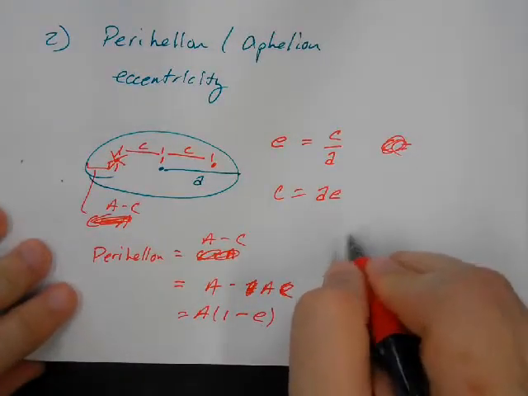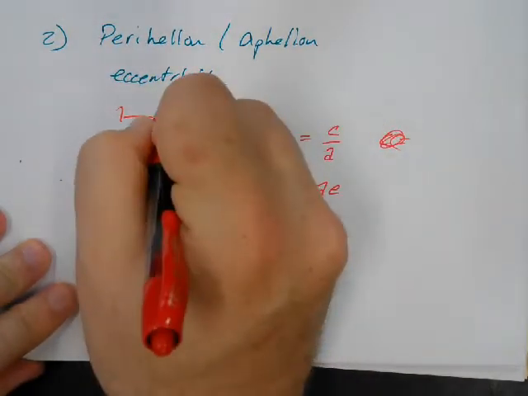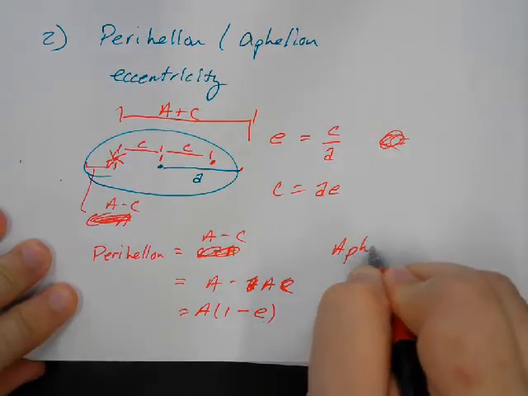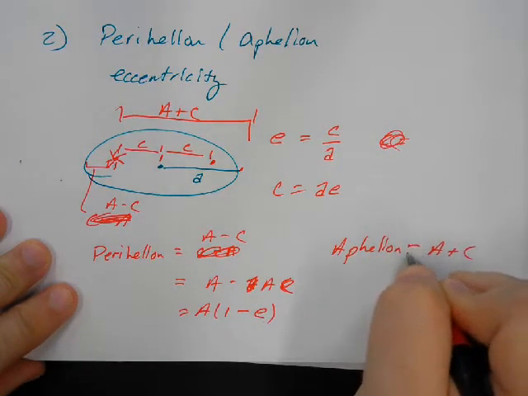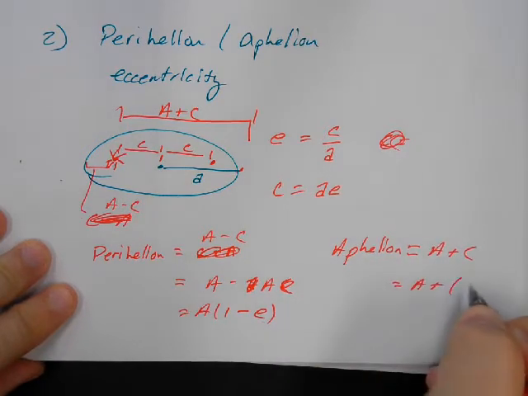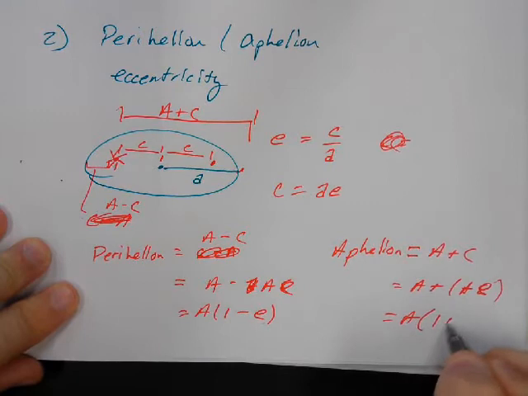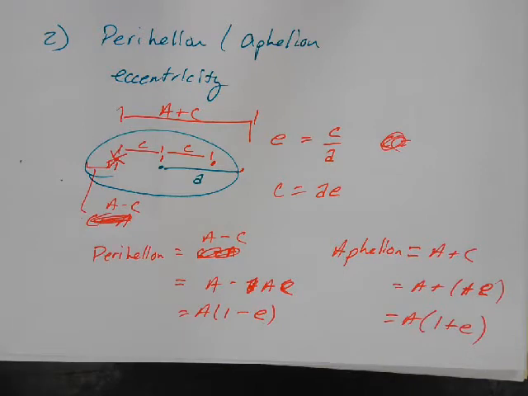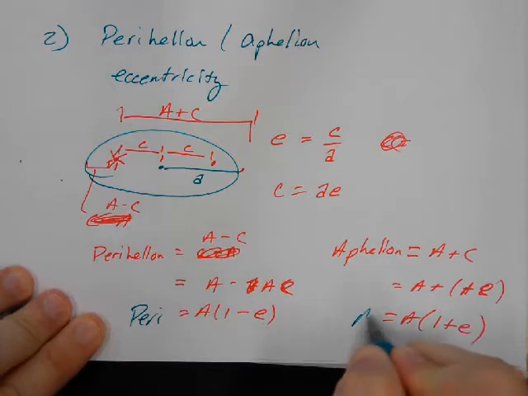So we can do the same thing. The aphelion, the farthest point over here, should be a plus c. But c is a times e, so this is a times 1 plus e. And that should make sense, that it's the far distance. So we'll call these peri and ap.